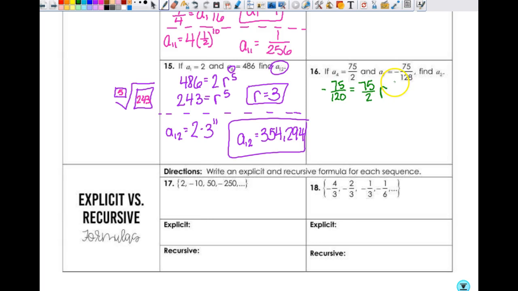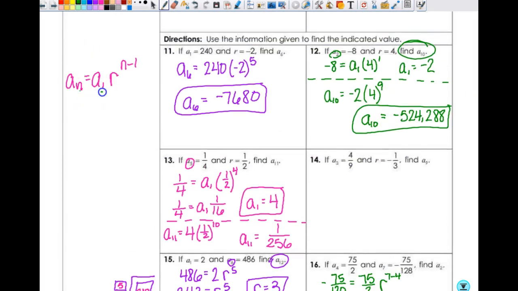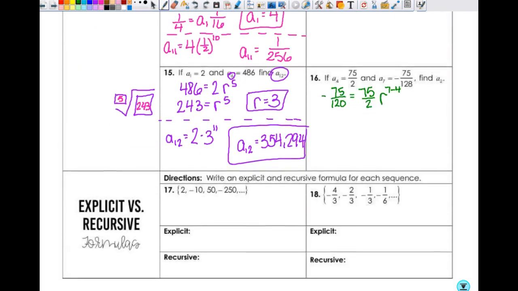The exponent has been n minus 1, this subscript minus this subscript, right? So this subscript is 7 minus 4 instead of 1. So this exponent is always n minus 1 because that's the subscripts of these two A's, right? Look up here. Like this subscript minus this subscript. So as long as I do that, I'm good. It's 7 minus 4, and that's why it's 7 minus 4. We all okay with that one?